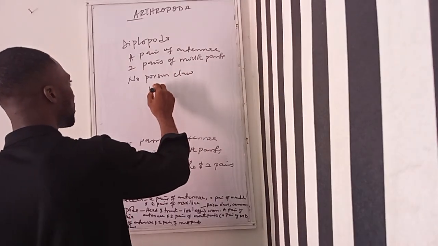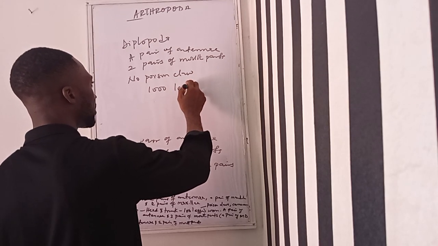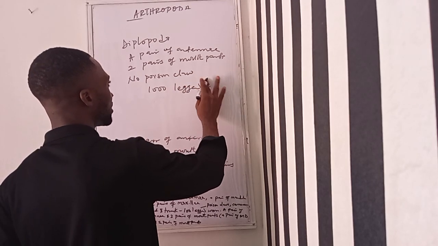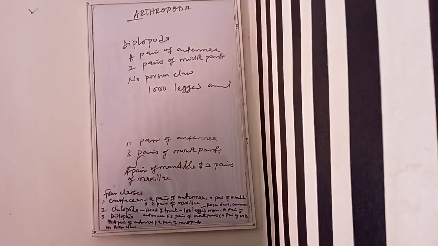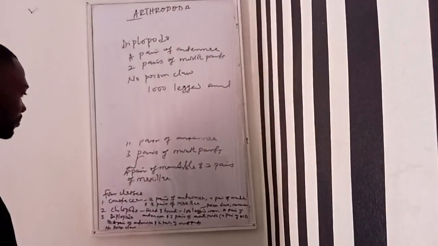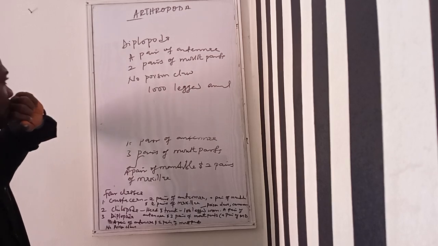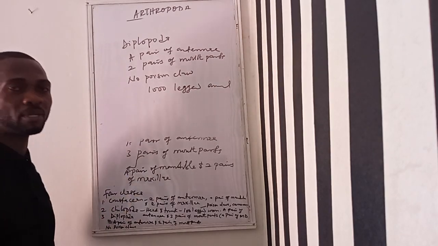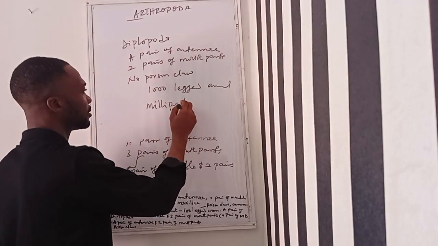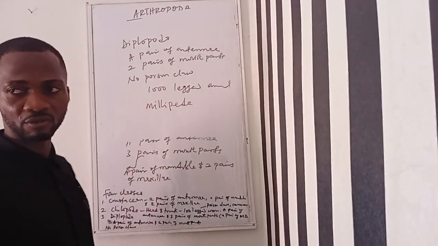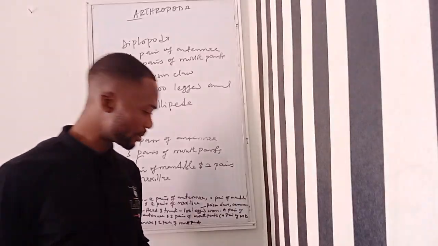The common name of Diplopoda is 1,000-legged animal, because of the numerous appendages. Then the example is the millipede. The example of Chilopoda is the centipede, whereas in this one it's called the millipede.